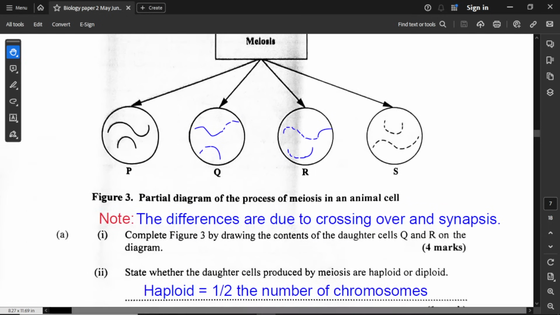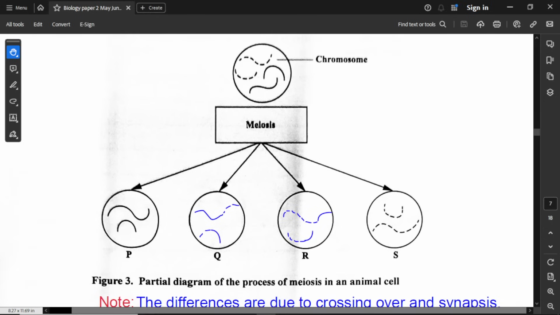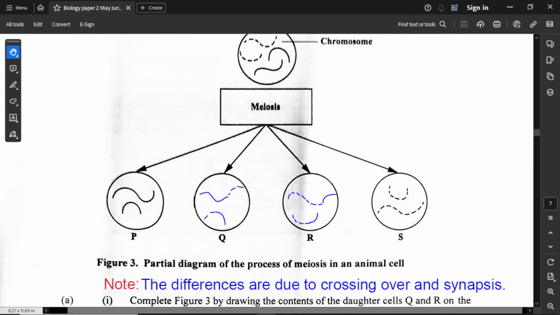So what I did now, if you notice what I did, just to make sure you understand this, notice what we started out with. We have a long dotted line or broken line chromosome. We have a short one that is broken line, and we also have a long solid line and a short solid line, which is more curved. So we have helix-shaped chromosomes, based on the diagram. So you notice the ones they put in P and S. Okay, they put two solid ones in P, two broken lines in S.